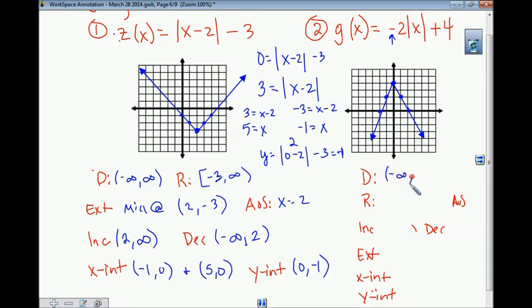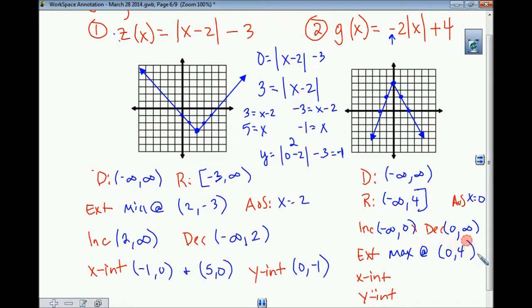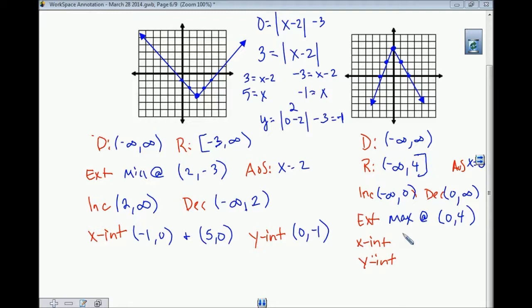So here we go. We know our domain is from negative infinity to positive infinity. Our range is what, guys? Negative infinity to 4. What's the axis of symmetry? X equals 0. Increasing? Negative infinity to 0. Decreasing? 0 to infinity. Extrema? Maximum at 0, 4. X-intercept? Negative 2 and 2. And y-intercept? Okay, any questions about this?